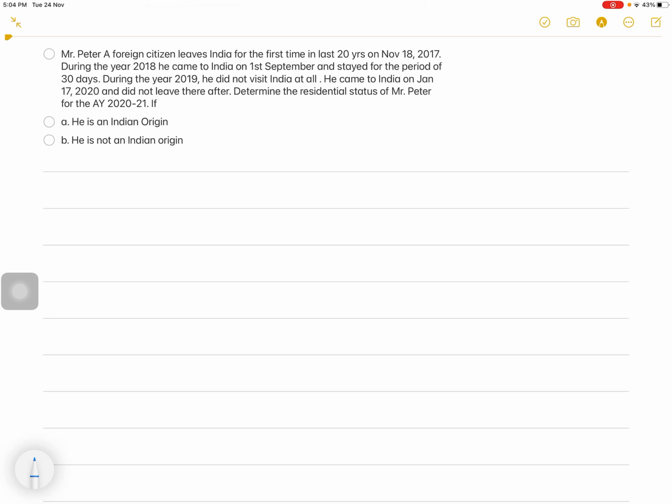Okay. So if he is a foreign national of Indian origin, first we'll calculate the number of days of stay in India during the previous year 2019-20. So you are supposed to determine the residential status of Mr. Peter for the assessment year 2020-21, right? So the relevant previous year for assessment year 2021 is previous year 2019-20.